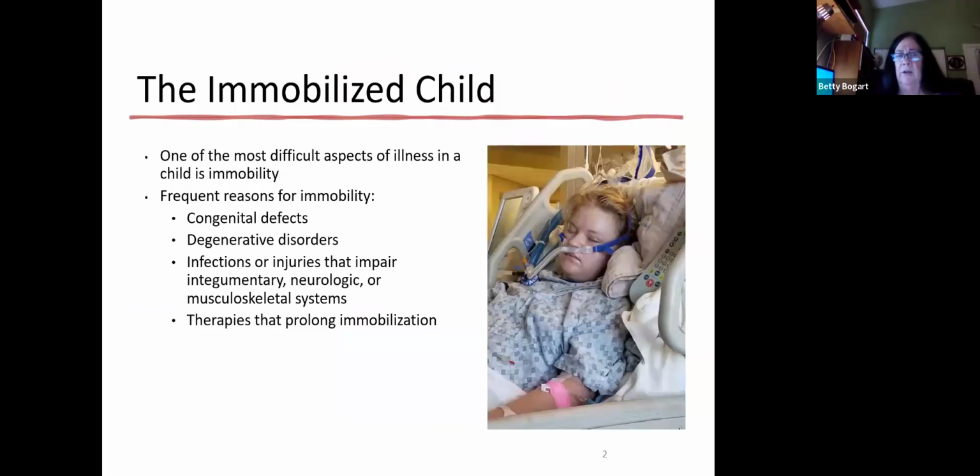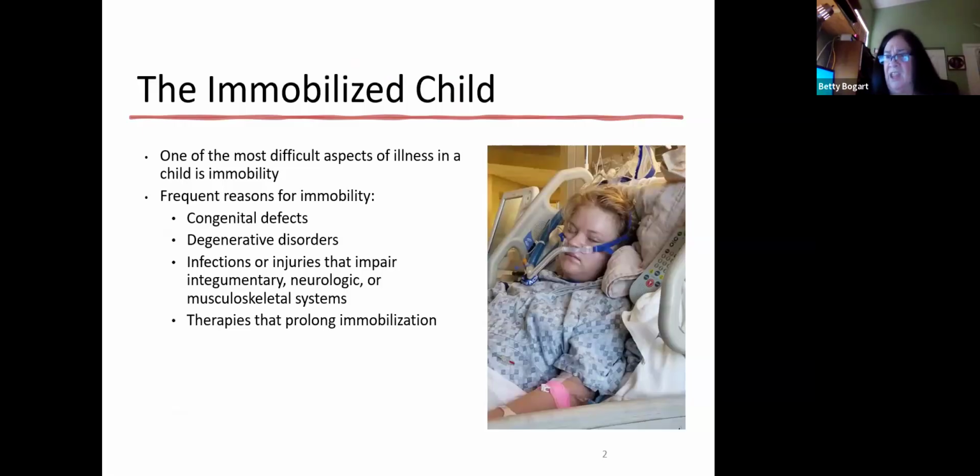So, the immobilized child. We're thinking kids are up and out and moving and nobody's immobilized. Well, I wish, but there are children that have congenital or degenerative disorders that they're never able to be up and out and moving and walking normally, okay? And we have to work with that. Our goal as nurses is to do therapies that can keep them mobile as long as they can.